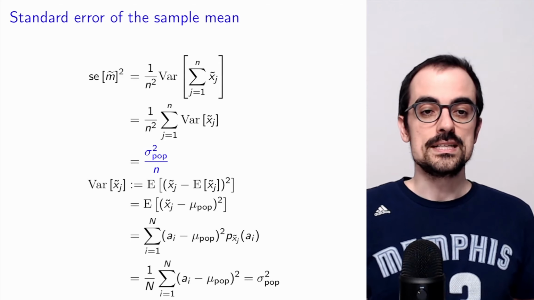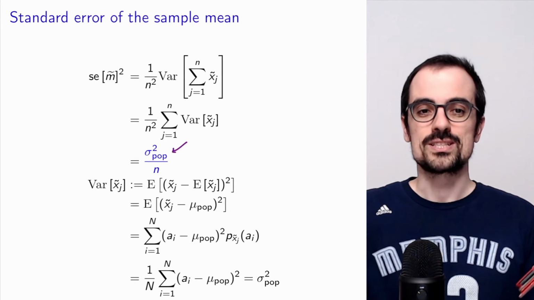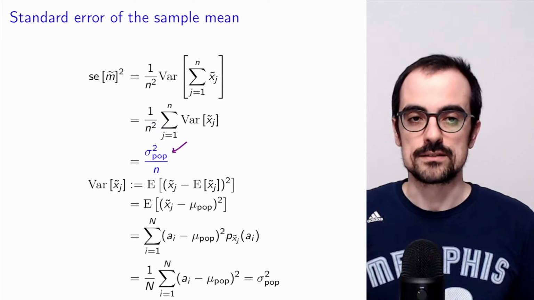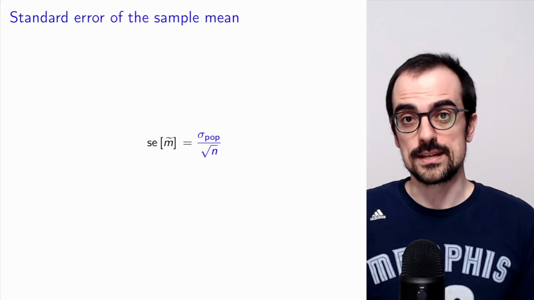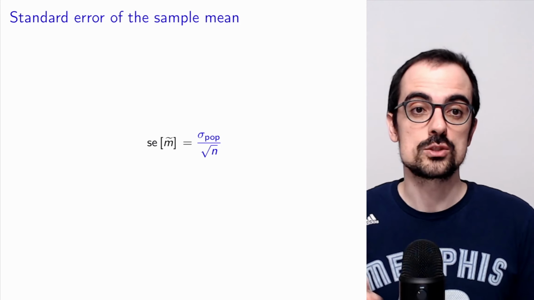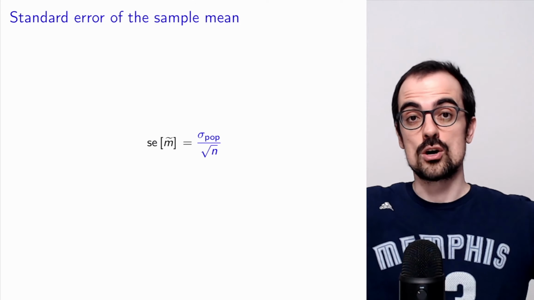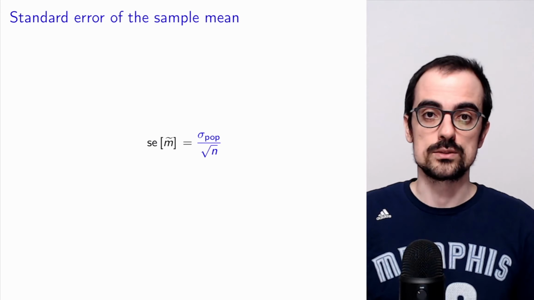The standard error is equal to the square root of the population variance, how much variation we see in the whole population, divided by n. The standard error, therefore, is the population standard deviation, obtained by taking the square root of the population variance, divided by square root of n. Notice that there is no dependence on the number of individuals in the whole population. That's the first important thing to notice.